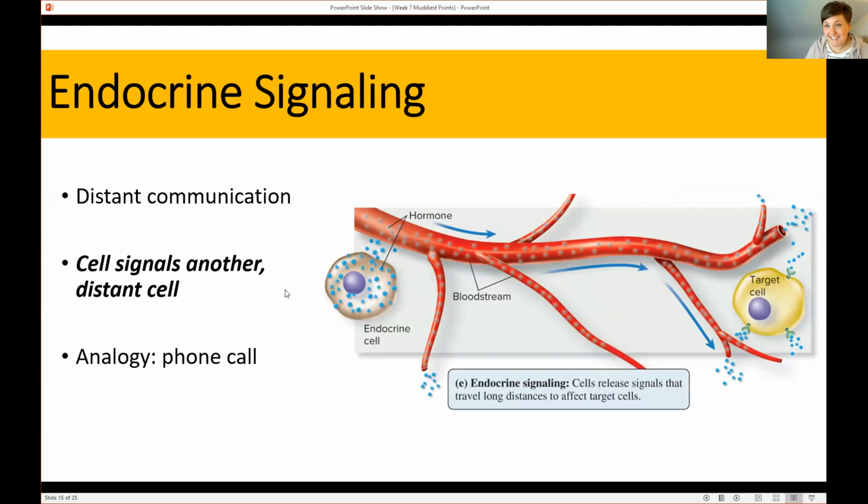Now, endocrine signaling. So remember we said autocrine signaling is like, ooh, I need to drink more water. Paracrine signaling is like, you need to drink more water. Endocrine signaling is when one cell is communicating a message to another cell over a distance. So you see here you have this cell creating a message, and that message is being spread through the bloodstream, or maybe the lymphatic system, or some sort of distance mechanism to a target cell. So again, this is messages being conveyed over distances.